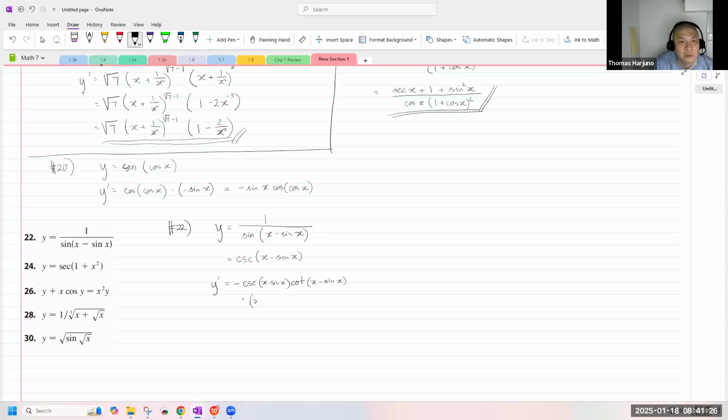Times the derivative of x minus sine x. So this will be negative 1 minus cosine x. I write the derivative first at the front, multiply by cosecant x minus sine x cotangent x minus sine x.